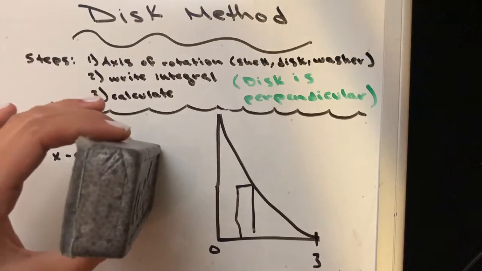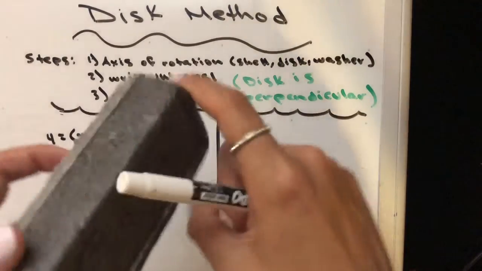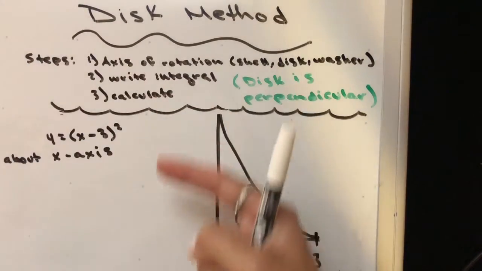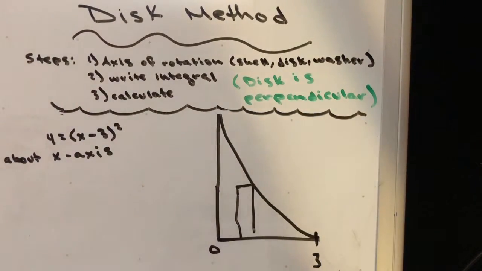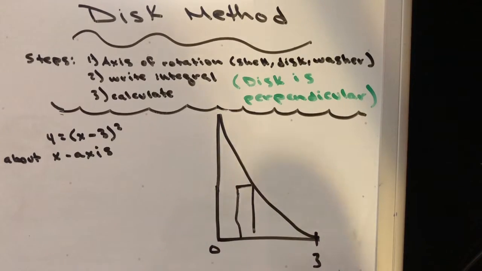We have a rectangle like this, and we're rotating it this way. Essentially what it'll do is it'll have a circular shape that's going to come out of it. So we're using the area formula of a circle and putting that into our integral to yield the volume of this curve bounded by the x-axis when it's rotated about the x-axis.